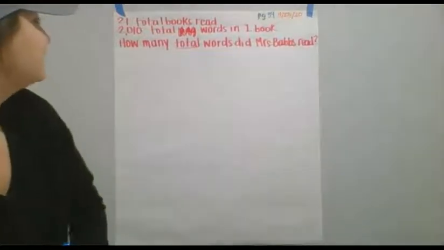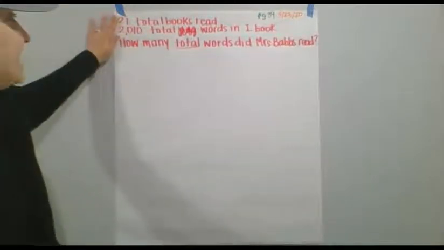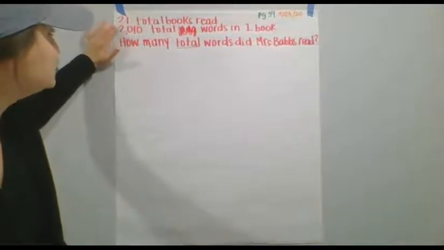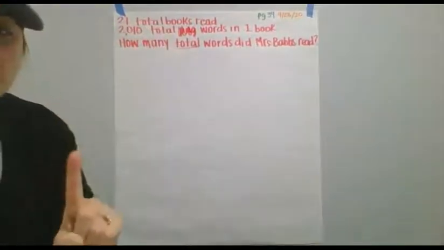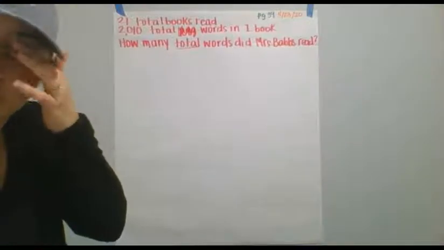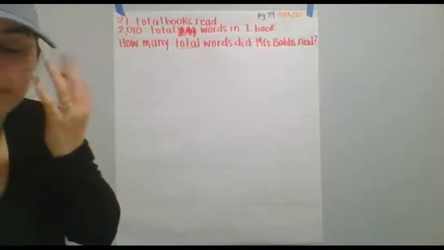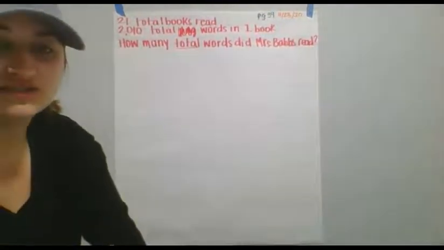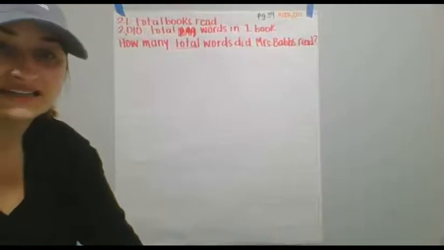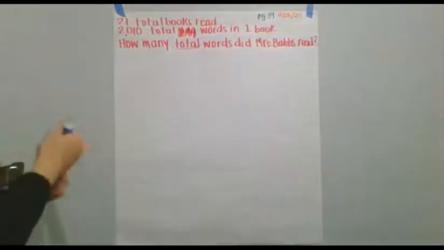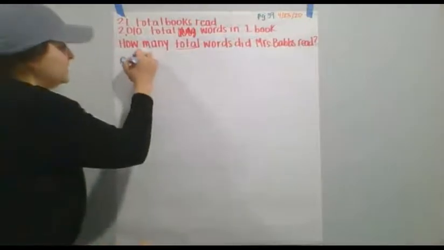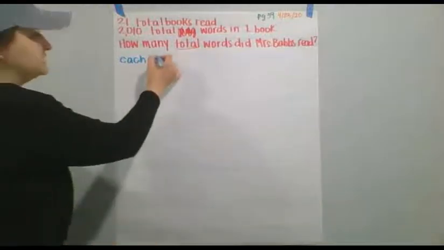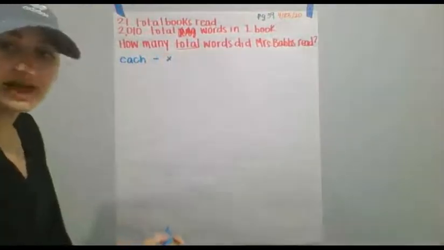So take a look at this question. So we had 21 total books that Miss Babs read, and then each book, so the total words in one book was 2,010 words. And we want to know the total words that Miss Babs read. So you want to think about the question. The question said that each book had exactly 2,010 words. And we know that the word each can determine our operation. The word each tells us either to divide or multiply.